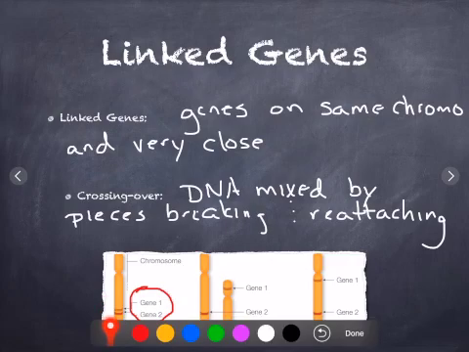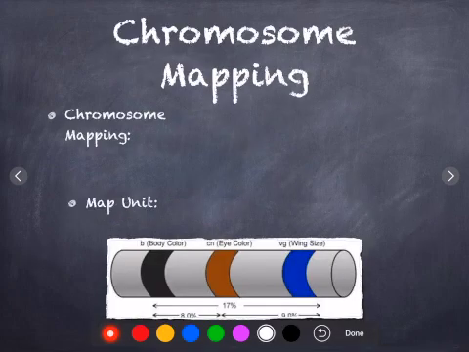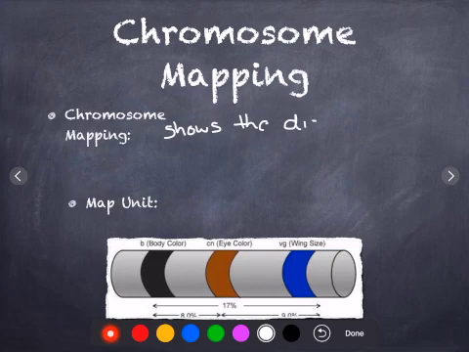So how we measure this is by looking at the crossing over or the homologous data in the F2 generation. Now, in the F2 generation, we look at this data, we can tell how close they are related or how close they are together. So this is where chromosome mapping comes into play. Chromosome mapping just shows the distance between two genes.